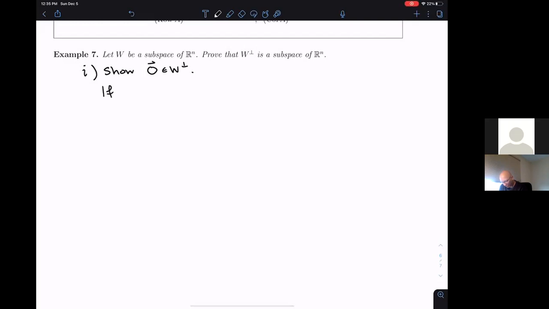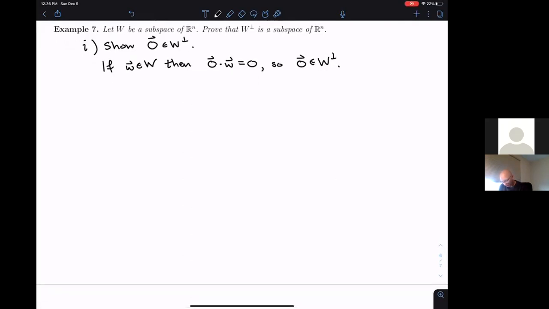So if w is any vector from the original subspace W, then of course 0 dotted with anything is always equal to 0. So the vector 0 is in the orthogonal complement, right? I mean, the orthogonal complement by definition is anything that's orthogonal to everything in W, and the 0 vector is, right? Just because it dot products to 0. So the first part is not too bad.